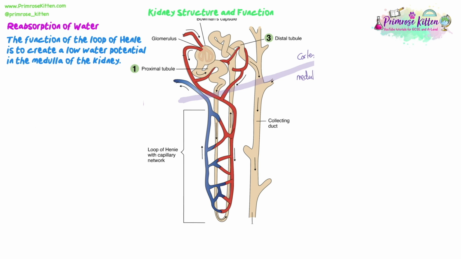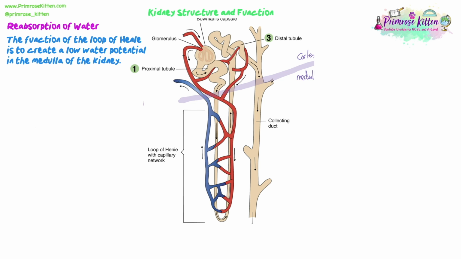Okay, so we're talking about the reabsorption of water now. We've talked about filtration and then selectively reabsorbing the nutrients that we need to keep in the body because they're important, and now we're looking at the reabsorption of water. So the function of the loop of Henle is to start off this process, and its purpose is to create a really low water potential in the medulla of the kidney.